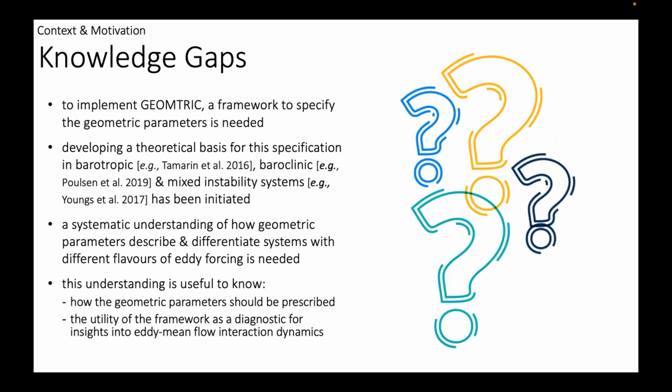But I think it's fair to say that a systematic understanding of how these geometric parameters describe and differentiate systems with different flavors of eddy-mean flow interaction is still needed. I think this understanding is very useful because it would allow us to better understand how we should prescribe these geometric parameters if we were going to implement this as an eddy parameterization. And I think also it would let us understand the utility of this framework as a tool for understanding eddy-mean flow interactions. So not for parameterizations, but actually as a diagnostic framework for understanding what's going on in observed or modeled flows.